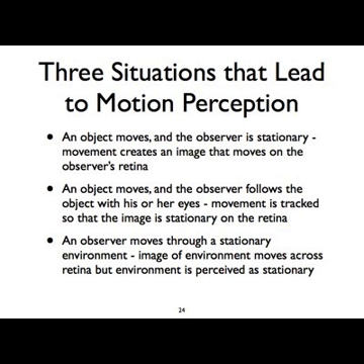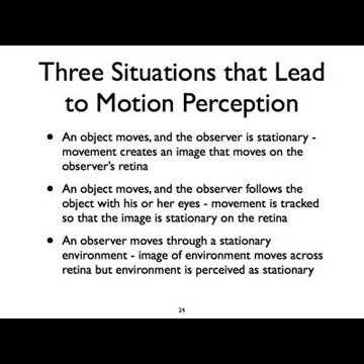All right, so what do you perceive? Well, the image of the ball stays the same on your retina, right? Because you're tracking the ball as it progresses. But you still perceive the ball as moving because the rest of the scene moves. So the image for the rest of the scene does move across your retina, even though the image of the ball stays the same. So that's situation number 2.